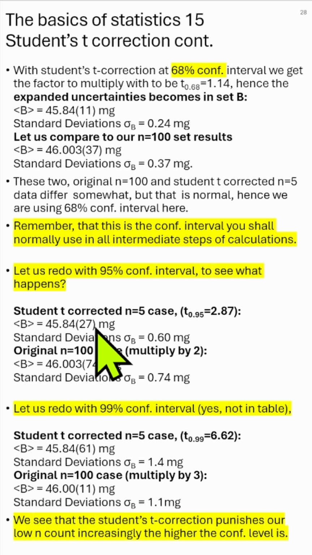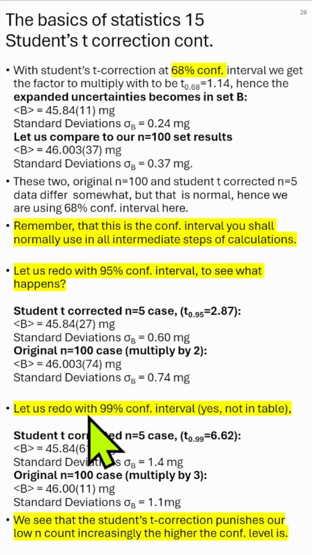So in this case, the 5 coin set had 0.27 and the 100 coin set became 0.74. That's a little bit more than twice. So this seems to come a little bit closer. And in the standard deviation, we see that in the 5 coin case, we had 0.6 milligram. And in the 100 coin case, we have 0.74 milligram now. They are almost about the same.